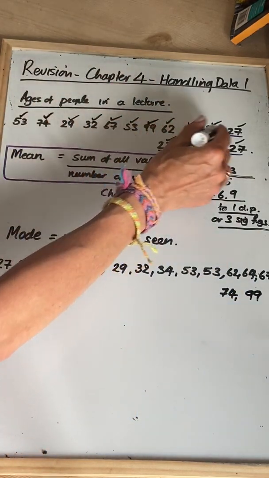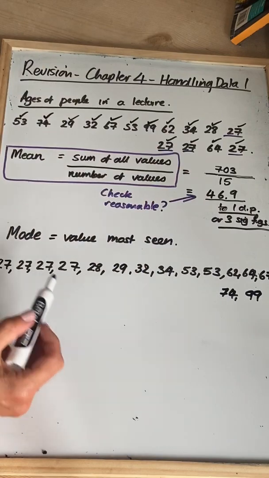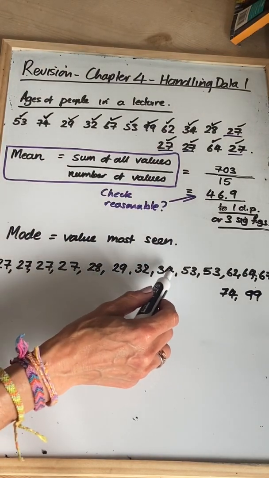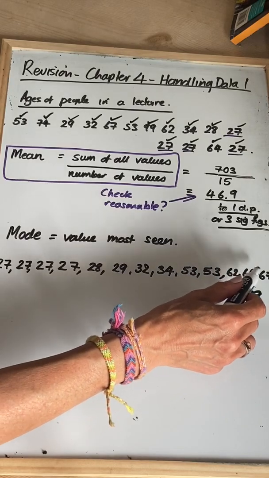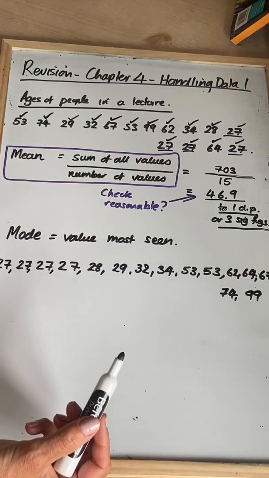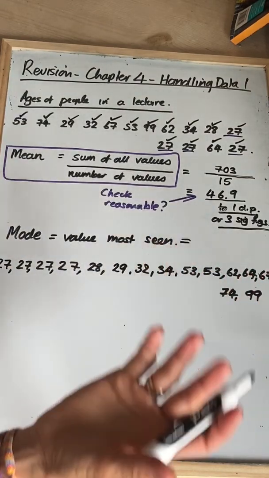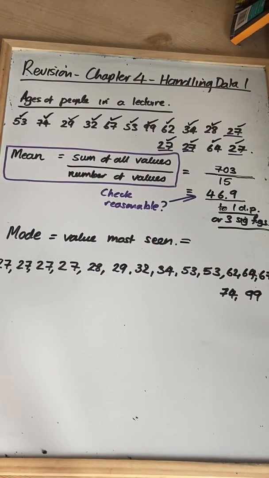Checking that I've ticked them all. And I'm also going to check that I've written them all down. So I should have 15 values. 1, 2, 3, 4, 5, 6, 7, 8, 9, 10, 11, 12, 13, 14, 15. So they're all there. Okay. Do that check, chaps, because otherwise you get it wrong. And it's for a silly reason that you've just missed something out.